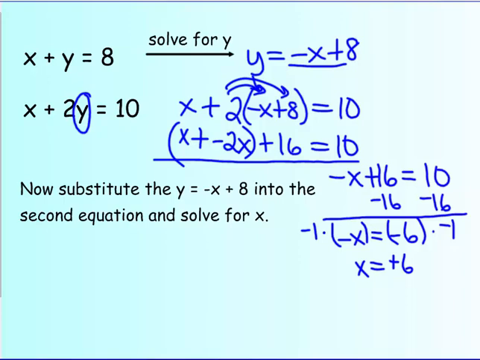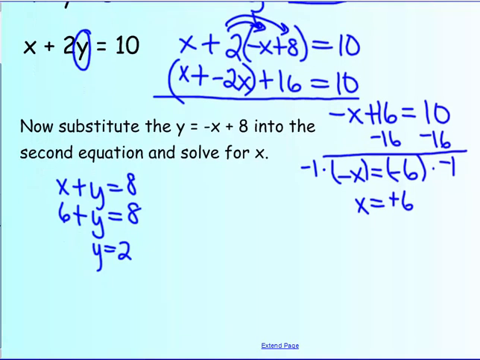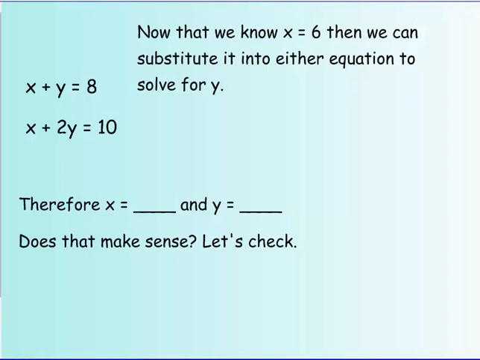So x is 6. Now I'm going to put that x equaling 6 into x plus y equals 8, put in positive 6 into this first equation. So I know y has to equal 2. So x is 6, y equals 2. I substituted into this equation, and I got it solved for y.